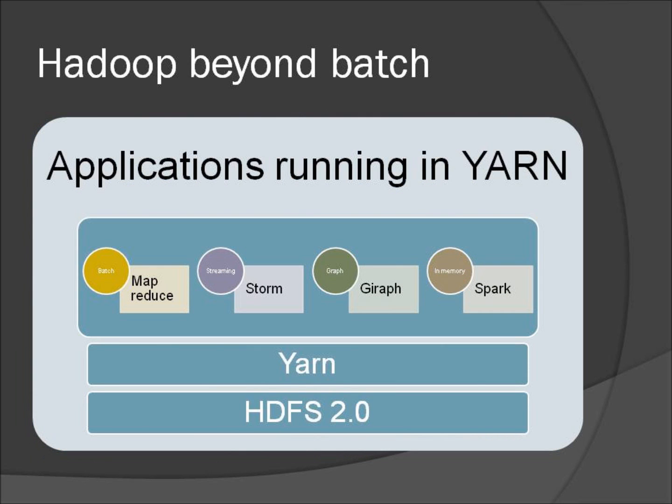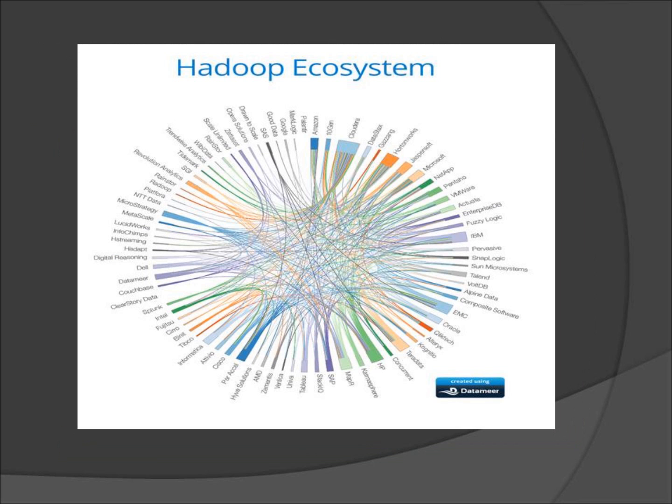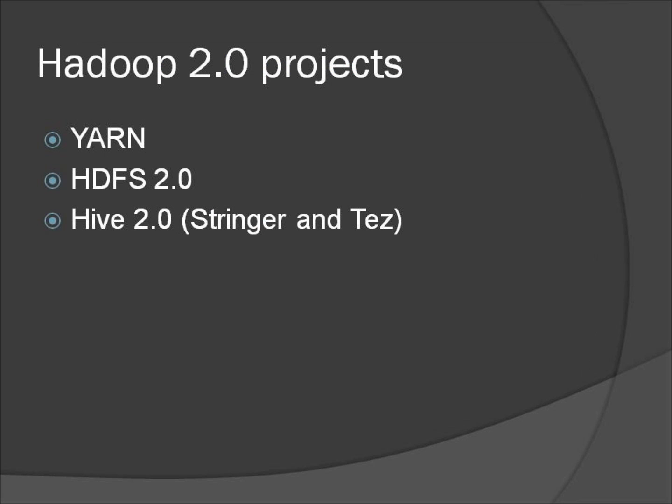You want to run batch jobs, run them using MapReduce. You want to run streaming jobs, run them using Storm. You want to run graph jobs, run them using Giraph. You want to run in-memory jobs, run them using Spark. So there is a huge infrastructure you can utilize. Now Hadoop becomes your platform and you can run anything on top of it. The Hadoop ecosystem has all the big names: Dell, IBM, HP, Oracle, SAP, everybody is there. It's a big market.